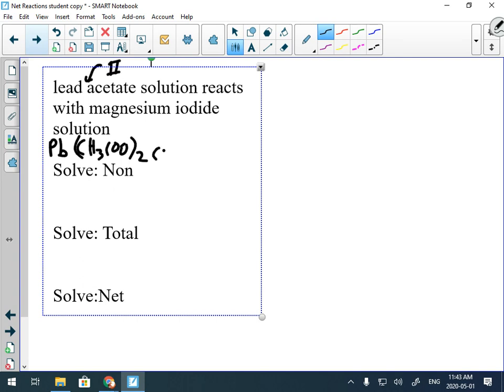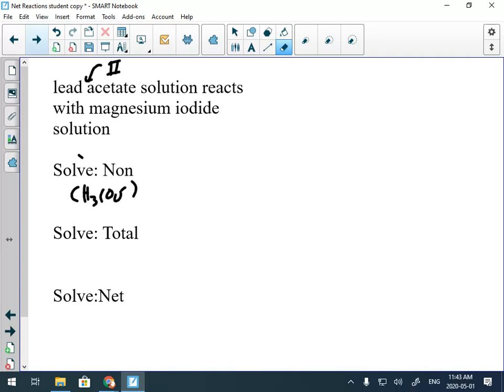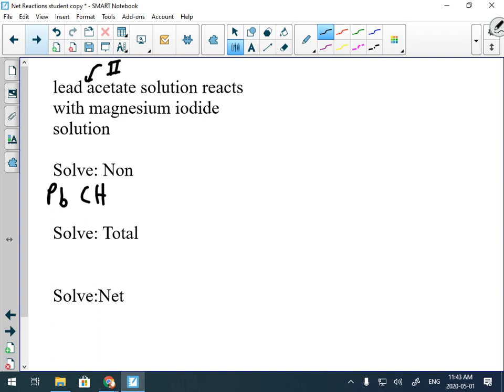All right, and that's aqueous. You know, why am I putting it there? Shouldn't it go right here? Fail. Okay, so we've got lead acetate, 2 of these, that's aqueous. Okay, magnesium iodide solution, MgI2.